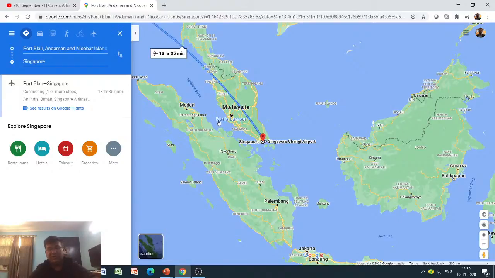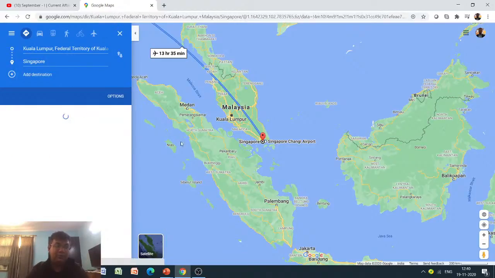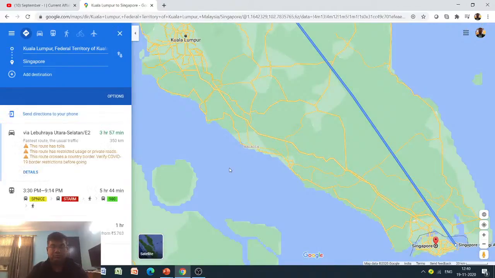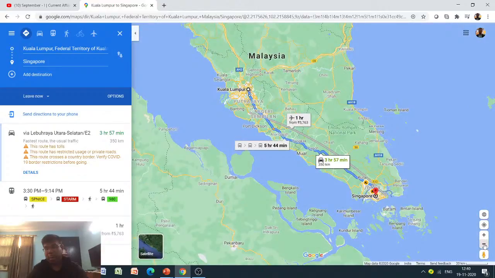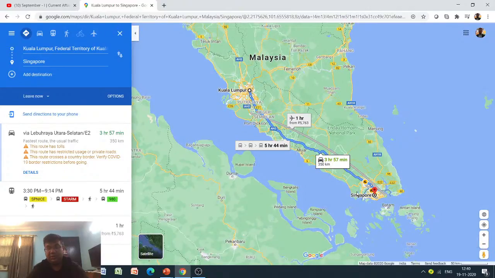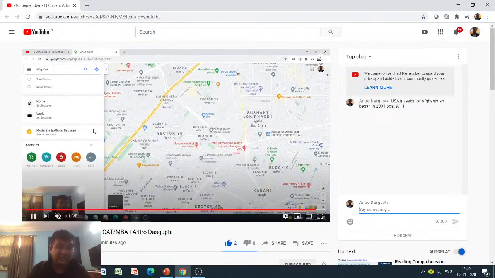So in between this is a strategic location, ideal for shipping, because it is one of the world's busiest sea routes. Let me also give you Kuala Lumpur. This is the location. So Singapore is right on one of the busiest. That's one of the major reasons why it's such a prosperous, rich country.